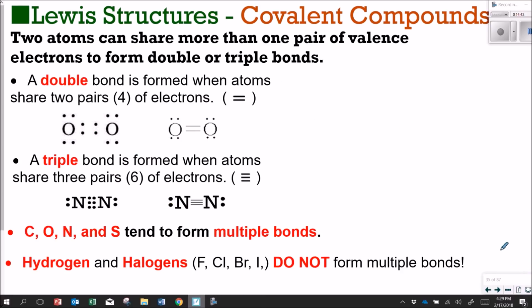Sometimes atoms can share more than 1 pair of valence electrons to form double or triple bonds. A double bond is formed when atoms share 2 pairs of electrons. So the 2 oxygens here are sharing 2 pairs of electrons represented by 4 dots or by 2 dashes. A triple bond is formed when atoms share 3 pairs of electrons or 6 electrons. We have the 6 electrons shared here for nitrogen, which is a triple bond, or 3 dashes to represent our triple bond. Carbon, oxygen, nitrogen, and sulfur are the atoms that tend to form multiple bonds, and hydrogen and the halogens do not form multiple bonds.